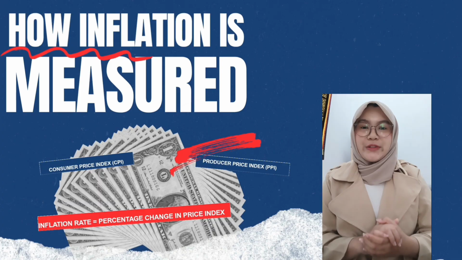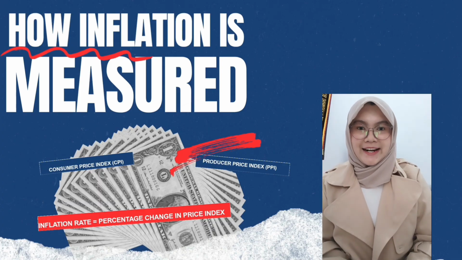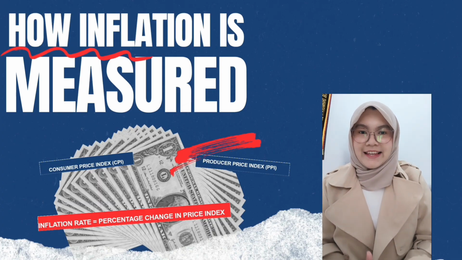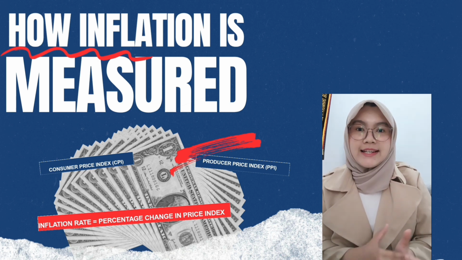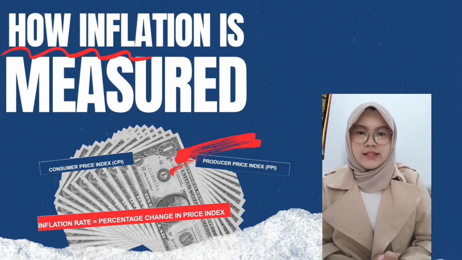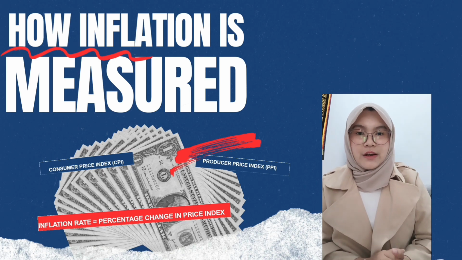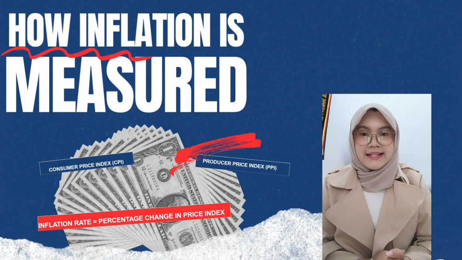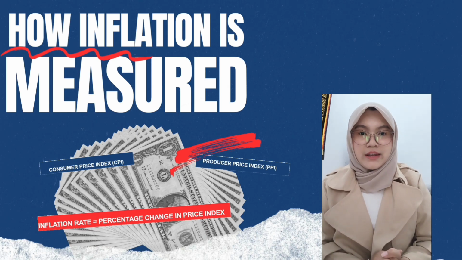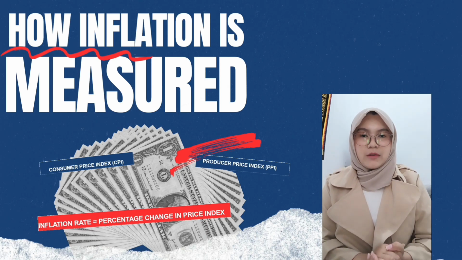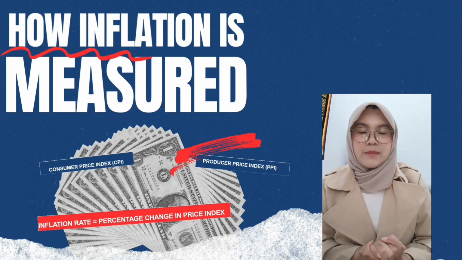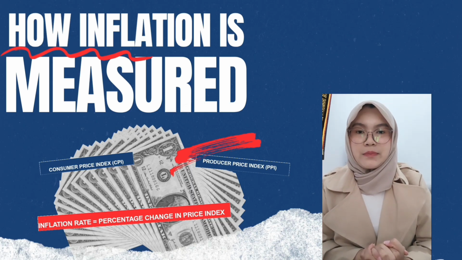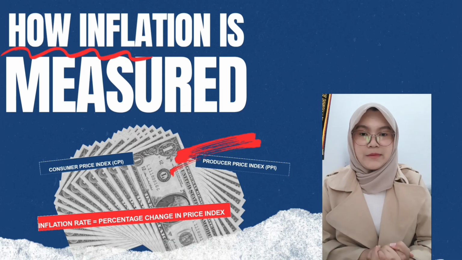Now, we move to how inflation is measured. Basically, economists use two specific indicators to track the change. The two most common ones are the Consumer Price Index, or CPI, and the Producer Price Index, or PPI. To calculate it, we use the formula: inflation rate equals the percentage change in the price index over a certain period.